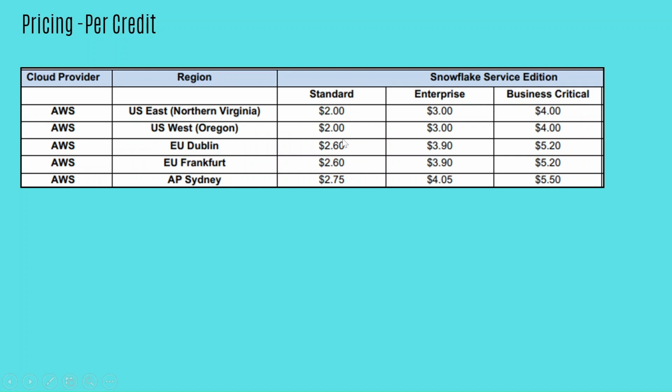These are the important things for you to understand: that pricing per credit, or unit price, depends on your Snowflake service edition, region, right? And obviously the cloud provider. Got it?